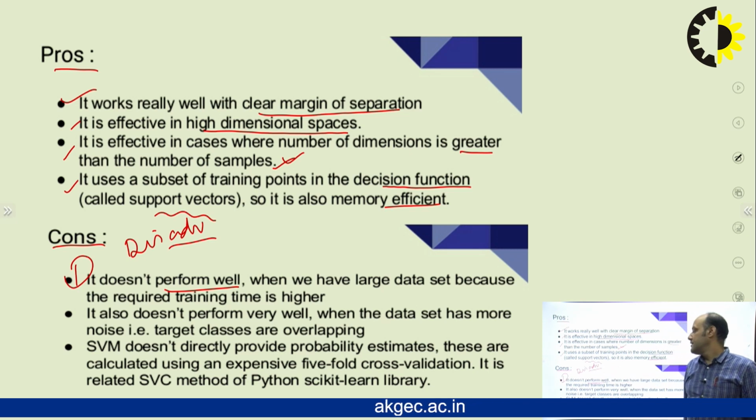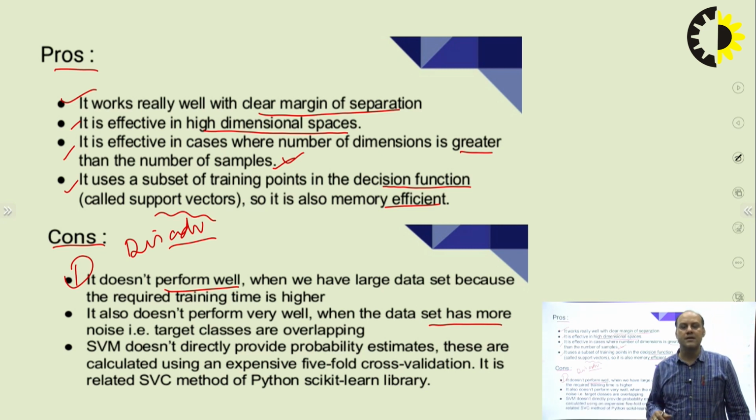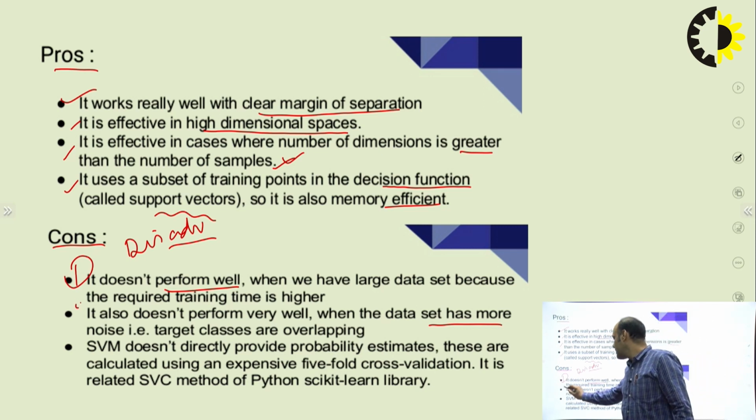Right? Secondly, it does not perform well when the data has more noise, more disturbance. More noise means some attributes are missing. More noise means we have multiple values. There are chances that SVM will not perform well. That is the second.